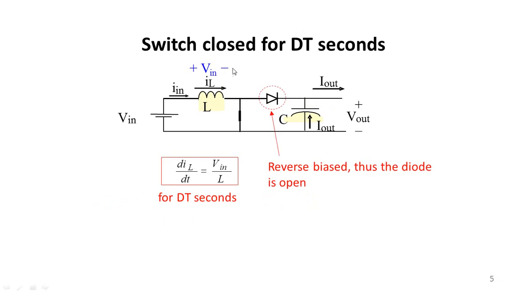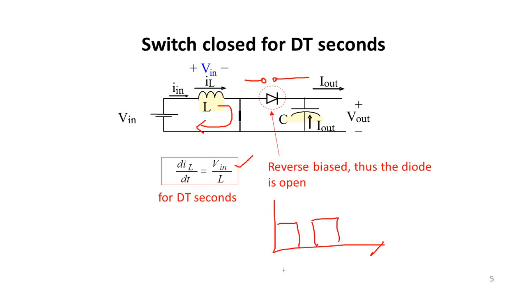So this is what I was clearly explaining to you. During your on period, this is a very important equation. During your on period, this diode is reverse biased, so the connection will be like this. So the net voltage across the inductor, dIL by dt, is going to be V in by L.